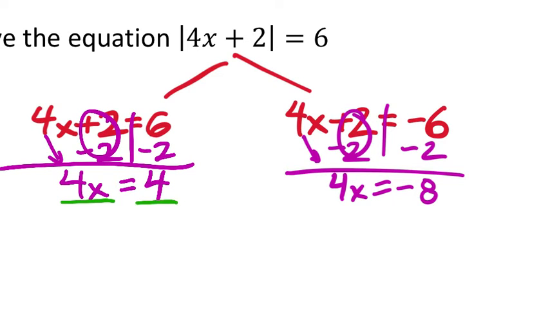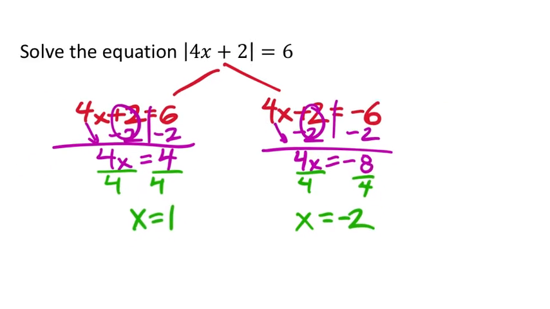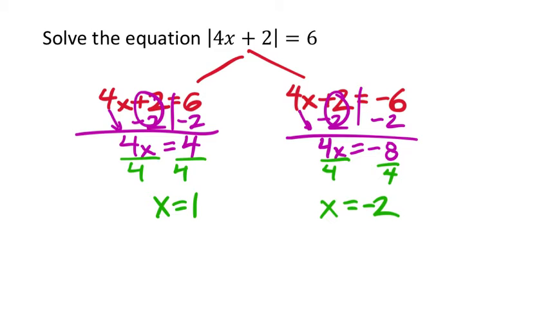Because now when I divide both sides of both equations by 4, I get x equals 1 and also x equals negative 2. Okay, so if we go back, if I were to replace x with 1, I'd get a true statement. We can check that. 4 times 1 is 4, plus 2 is 6. That's positive. How far away is 6 from 0? 6, so that's true.